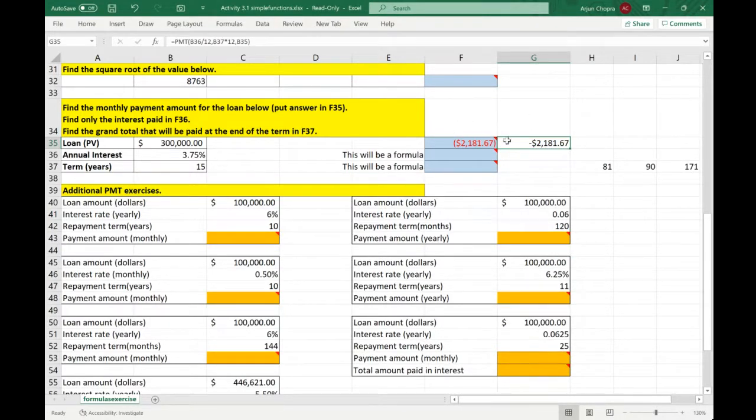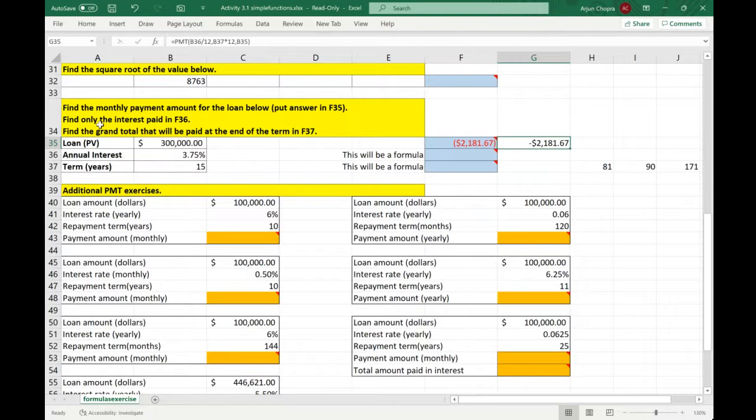But why is this necessary? Because later on you will be using this number to simplify the next two problems. To find only the interest paid in F36, you will need this number. So at that time you need to make sure that this is a negative number. That's what I want to tell you over here. Hopefully you were able to understand what I'm talking about. Now I'm going to go to the second part.